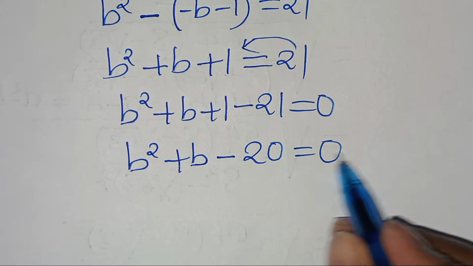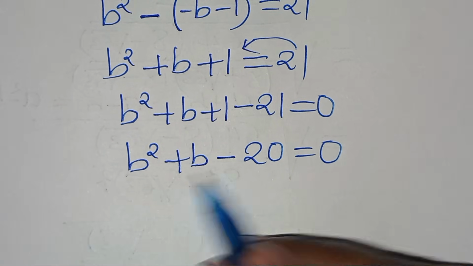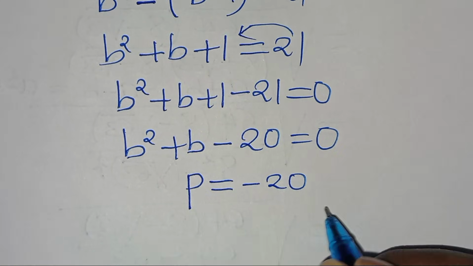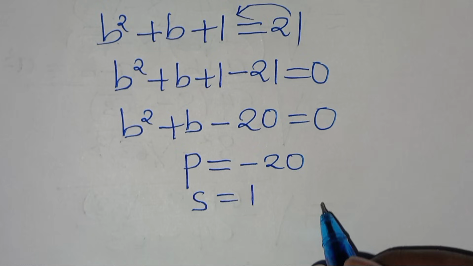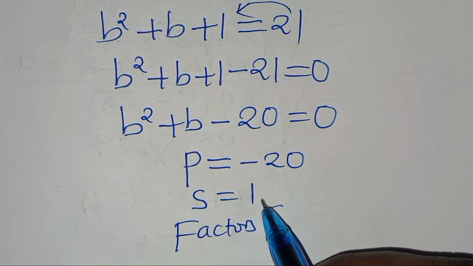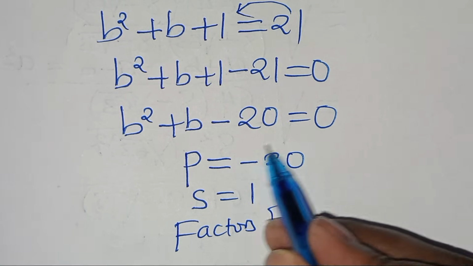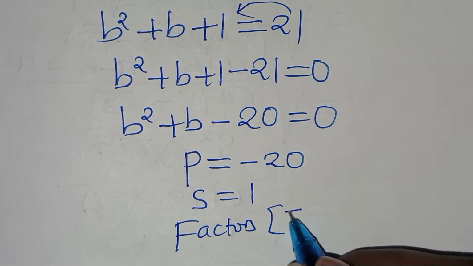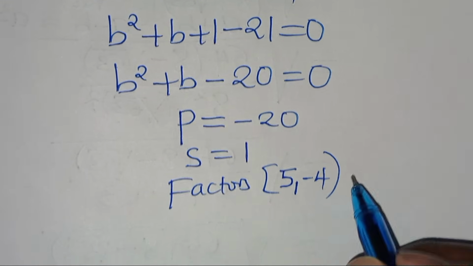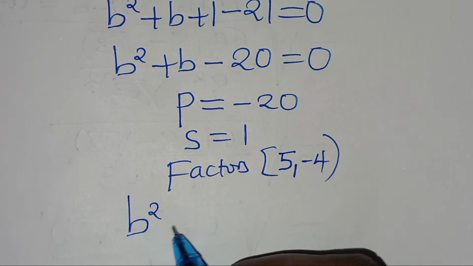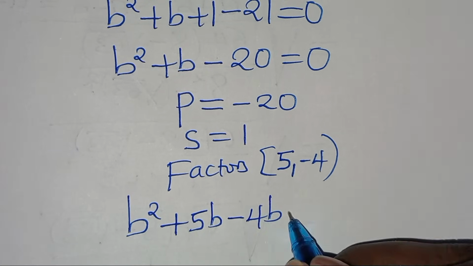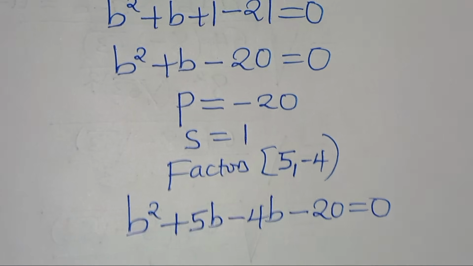So this is a quadratic equation that we can solve by factorization method. Remember, the product here is minus 20 and the sum is equal to 1. So we identify two factors such that when you add them, we get 1, and when you multiply them, we get minus 20. These two factors are 5 and minus 4. So we have B squared plus 5B minus 4B minus 20 equal to 0.